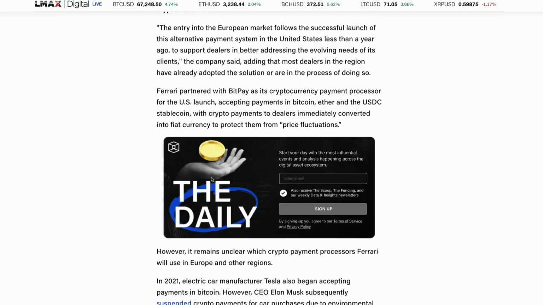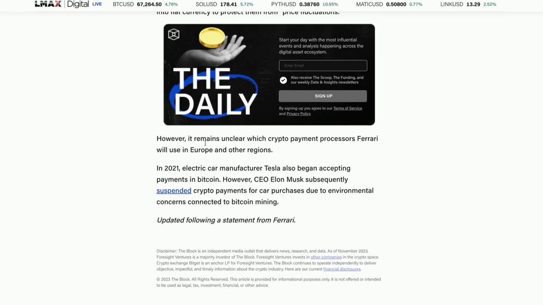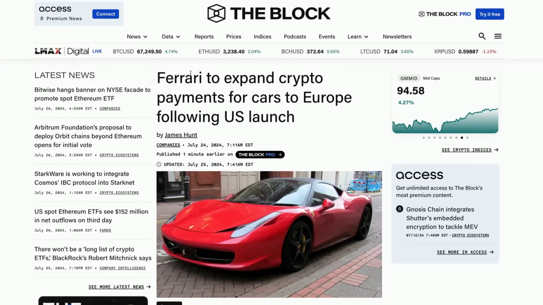So down here it says Ferrari did partner with BitPay and its cryptocurrency payment processor for the US launch, accepting payments in Bitcoin, Ethereum, and USDC stablecoin, with crypto payments to dealers immediately converted into fiat currency to protect them from price fluctuations. So, this is another thing that, even though Ferrari's not using the XRP ledger, is another thing that the XRPL does very, very well.